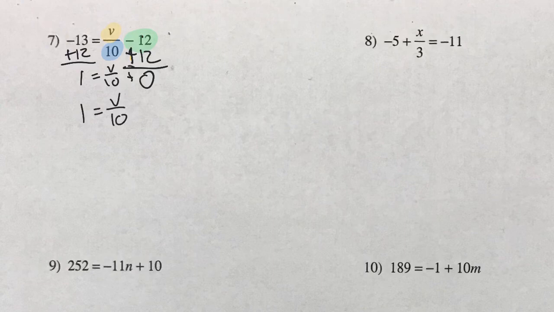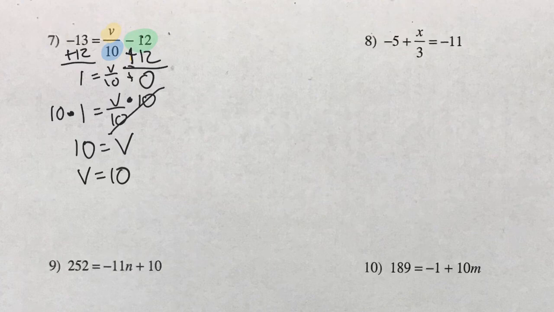Since v is being divided by 10, I'm going to multiply. And I'm going to multiply by what? By 10. And what I do to one side, I do to the other side. So 10 times 1 is 10. And since 10 over 10 is just 1, it leaves me with v. So 10 equals v, or v equals 10. Okay.